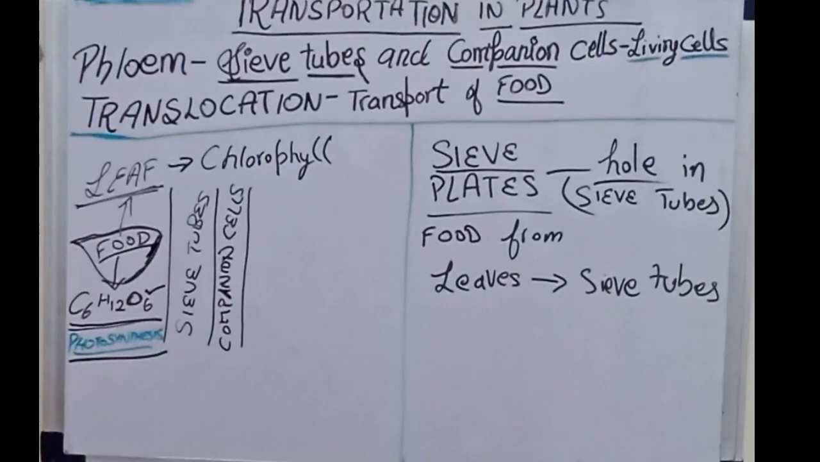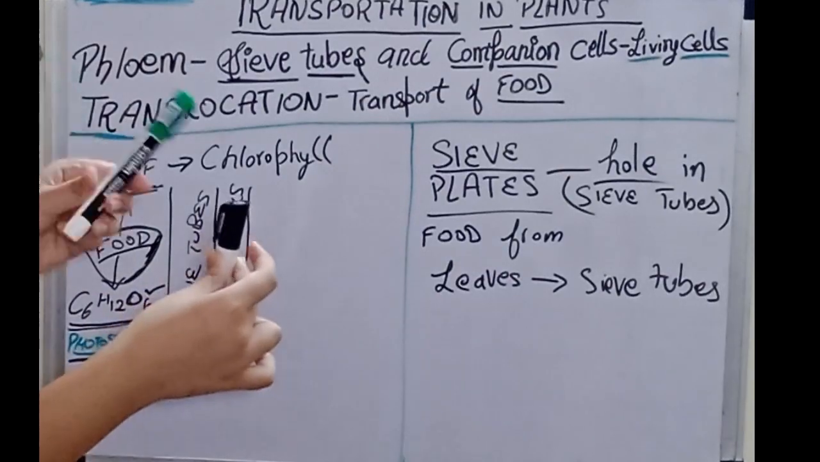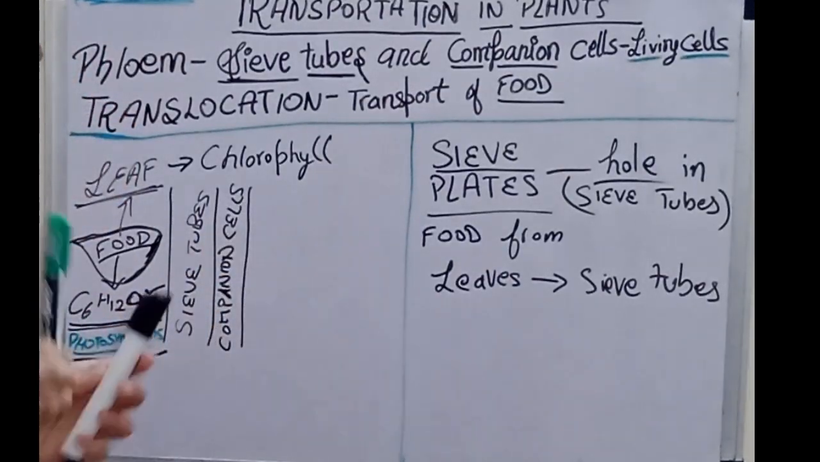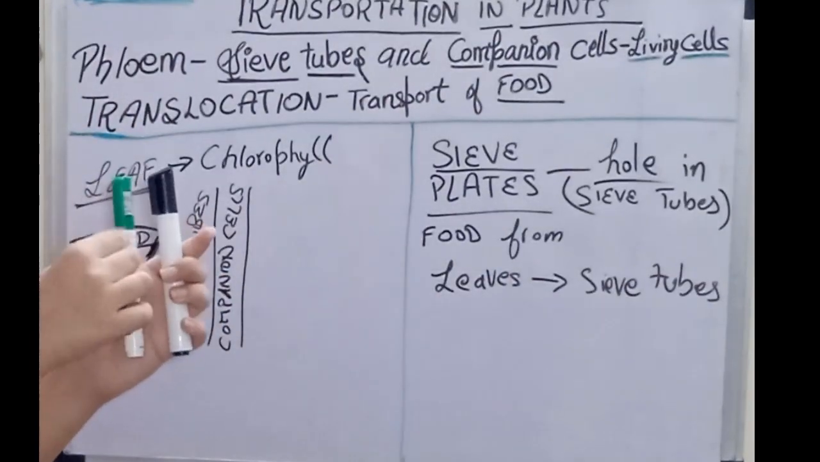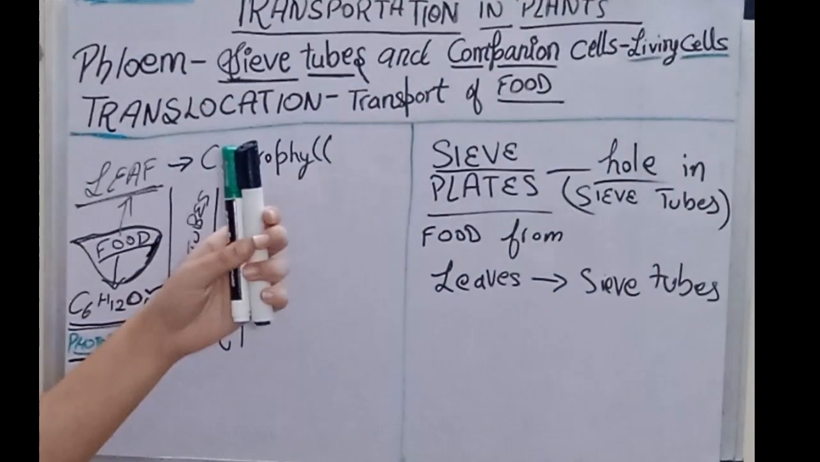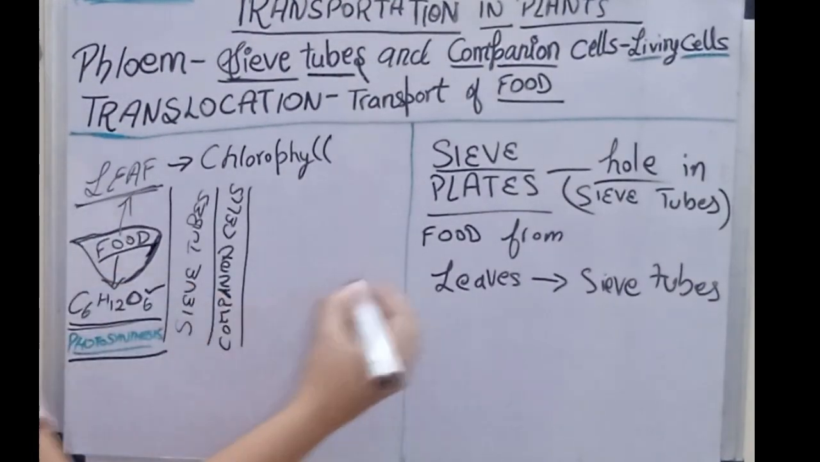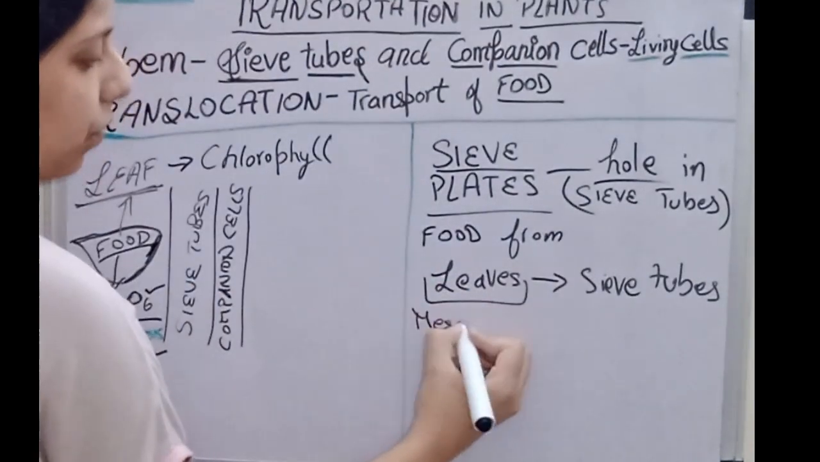Now let's say this is your sieve tube. This is your leaf because it's green in color. I am transporting this food from the leaf to this. And to be more precise, the leaf has cells, that is your mesophyll cells.